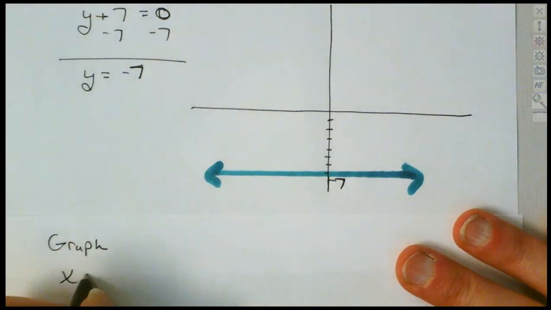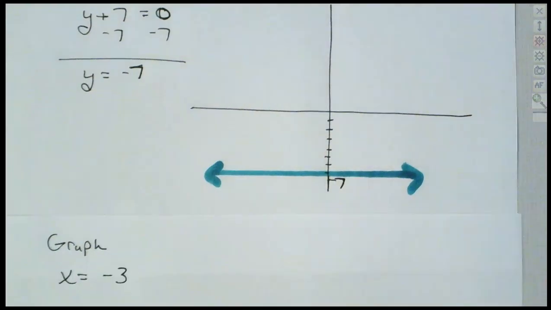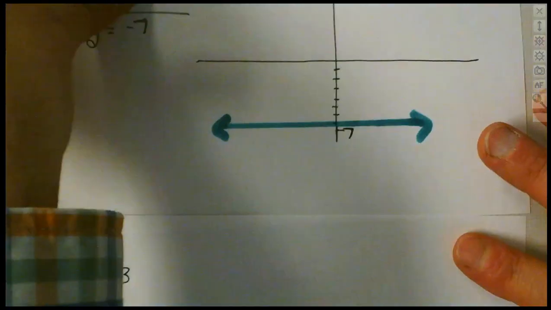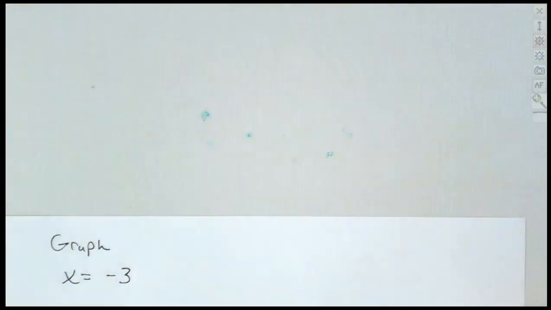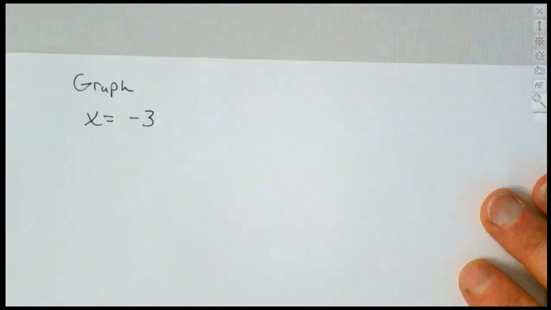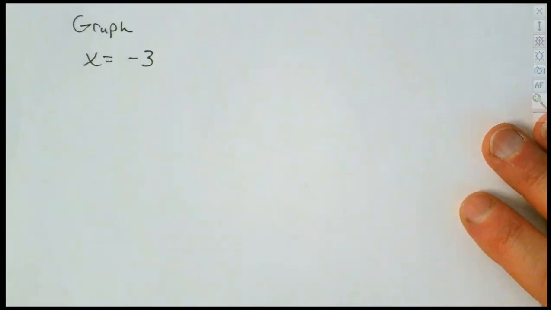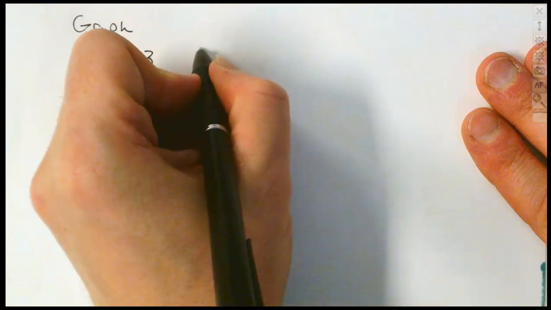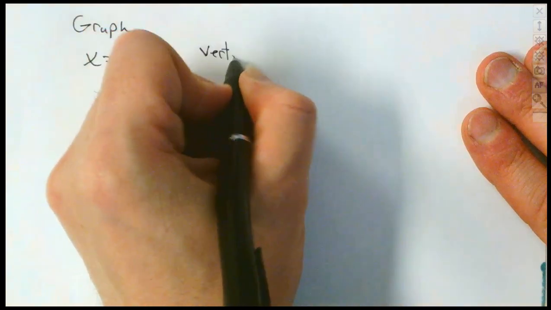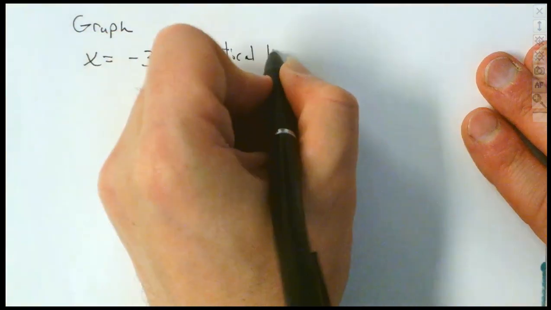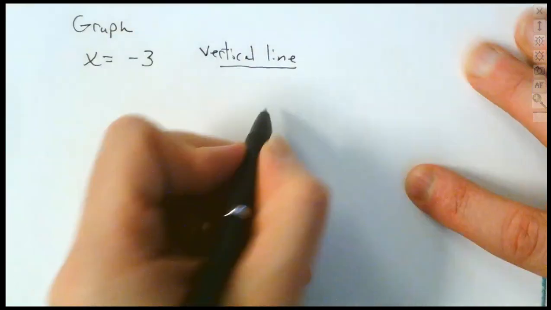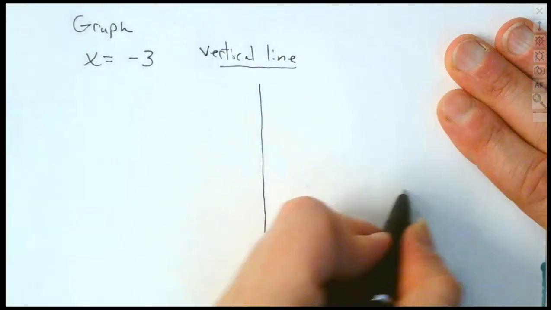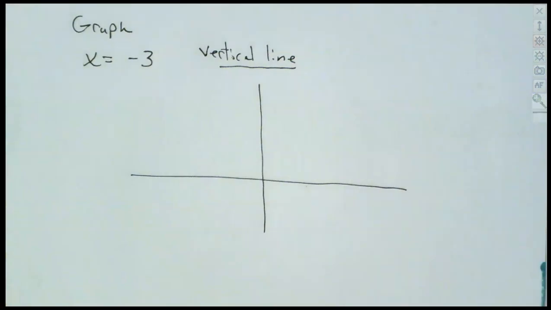So how about we try and graph X equals -3. There's not much on this one. We want to graph X equals -3. We know that it's going to be a vertical line, right? Because X lines are vertical. So a vertical line here already has been solved for X.